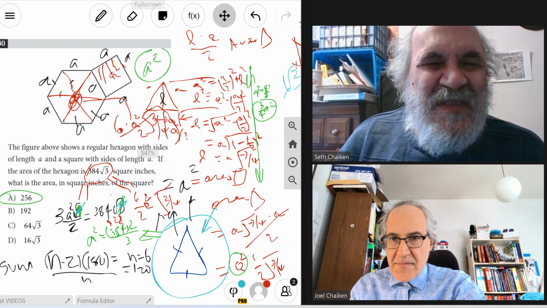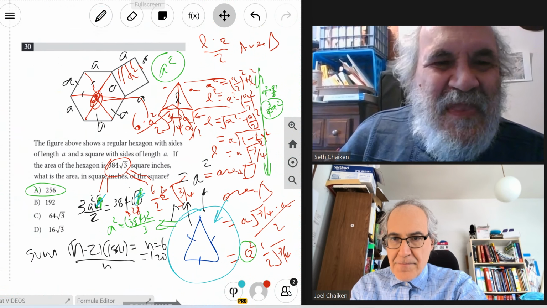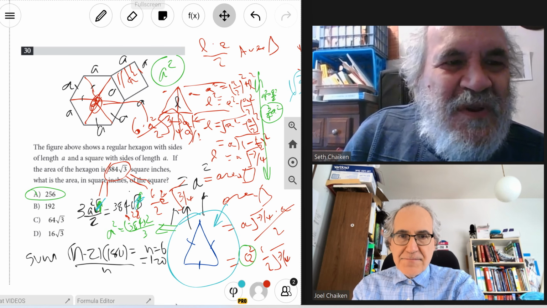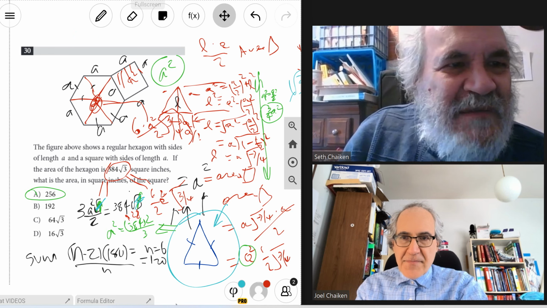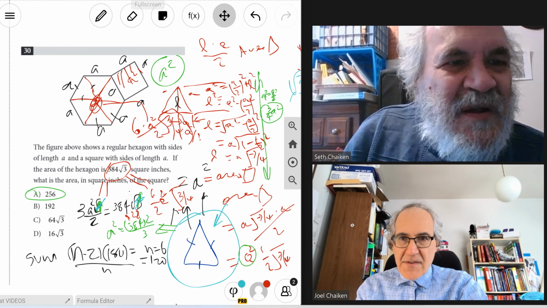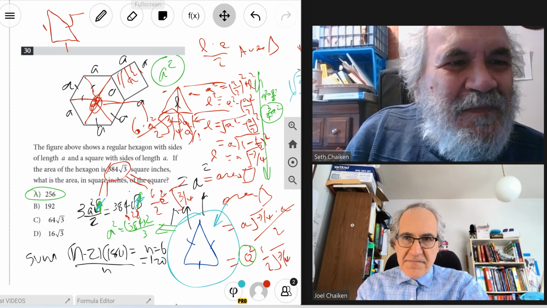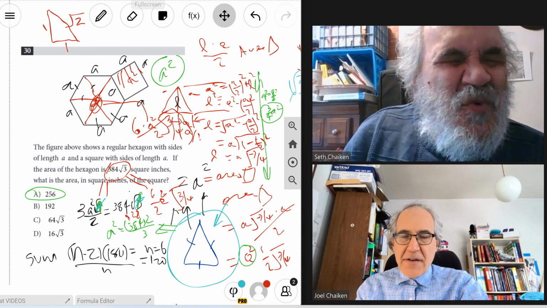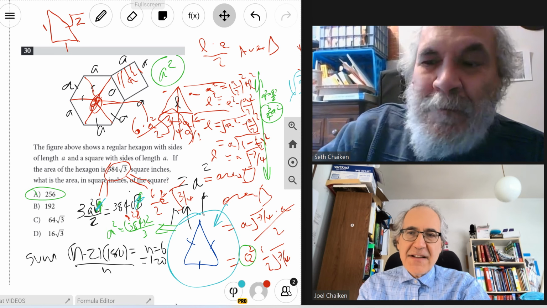The triangles that they ask you to memorize are the 30, 60, 90 and the 45, 45, 90. With the 45 triangle, the ratios are 1, 1, and the hypotenuse has the irrational ratio to the sides, to both sides, the square root of 2.